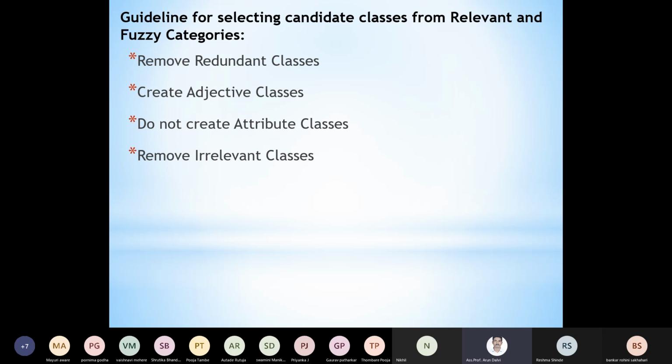So we do not have to create the classes of that attribute. Okay, so the last one is removing irrelevant classes. Removing irrelevant classes means suppose there is no use of any irrelevant class, we have to remove that irrelevant class. For example, if we are considering the example of employee and we are taking student as a class in that employee, then this student class is irrelevant from that use case. Okay, so we have to remove that irrelevant class.